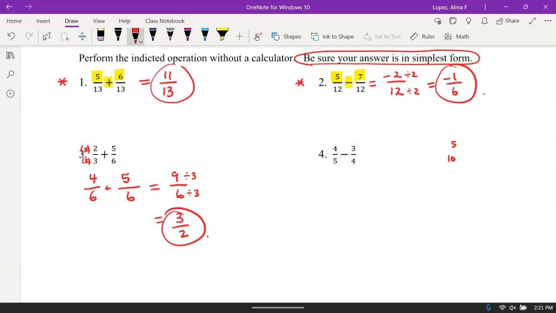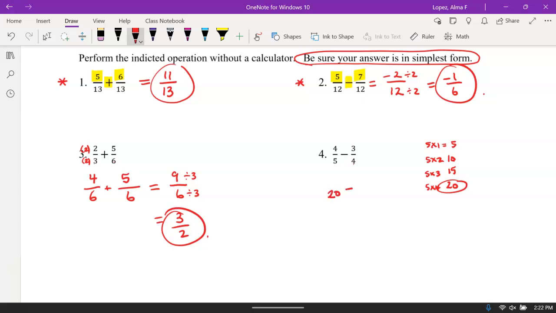Does 4 divide evenly into 10? No. 15. Does 4 divide evenly into 15? No. 5 times 4 is 20. See, you're just looking at the multiples of the largest number. 5 times 1, the 5 times 2, the 5 times 3, and then finally 5 times 4. Hey, 20 is going to be my least common denominator.